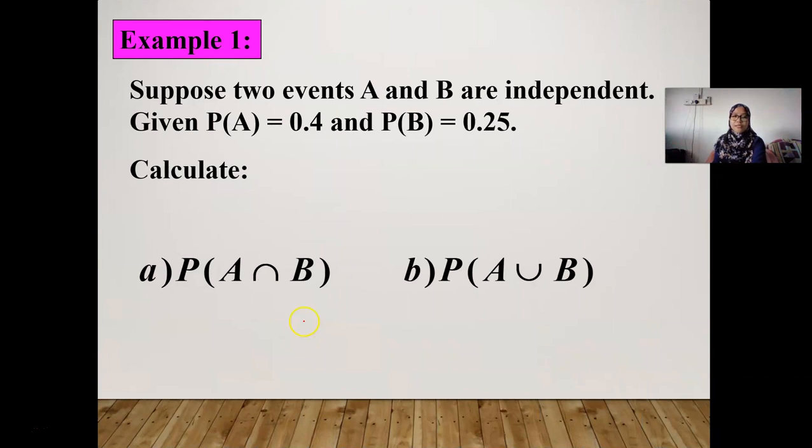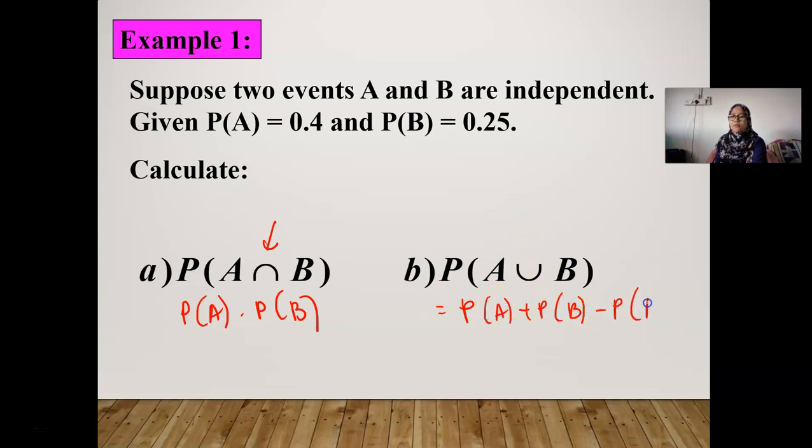Okay, let us look at the example. Suppose two events A and B are independent, given PA equals 0.4, PB equals 0.25. Okay, A and B are independent, calculate. Calculate lah this one. So this is multiplication lah, PA multiply with PB. And then this one, how to find? Use the initial formula from the first video: PA plus PB minus PA intersect B. That's why I'm saying to you, you have to memorize the formula.